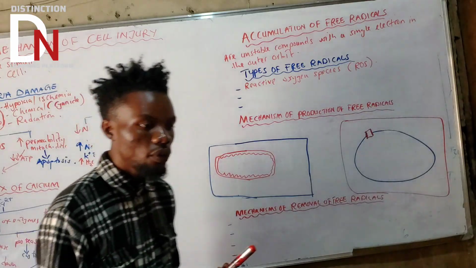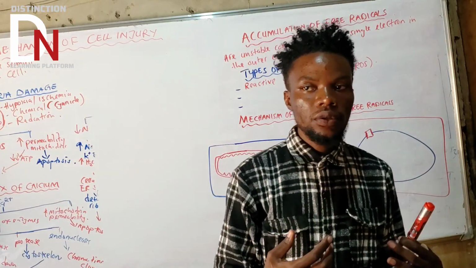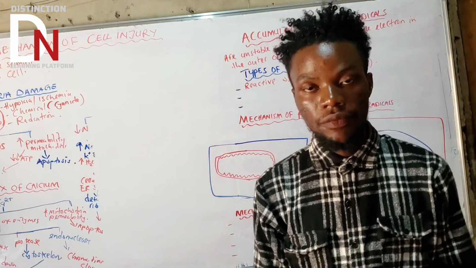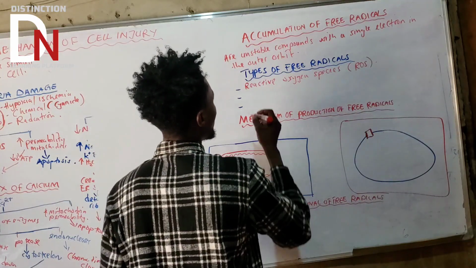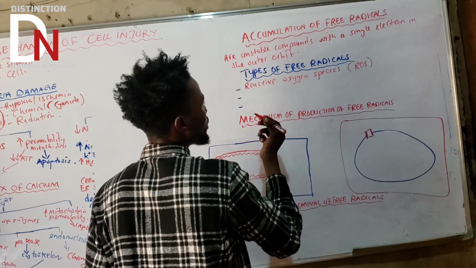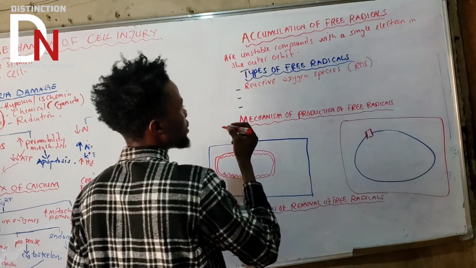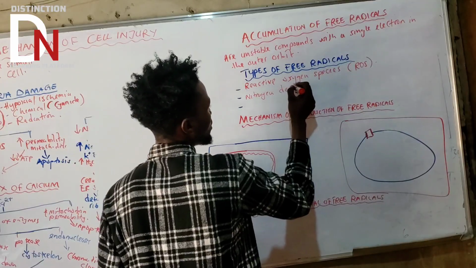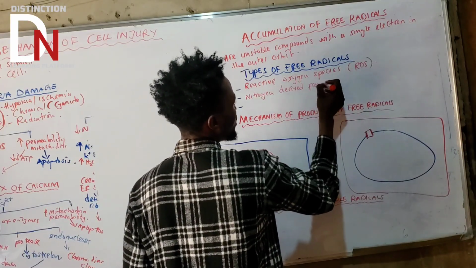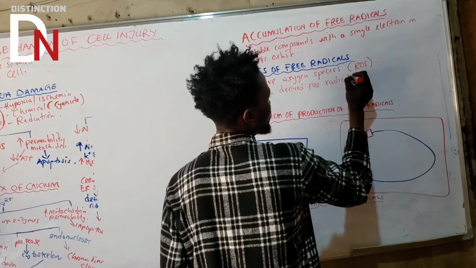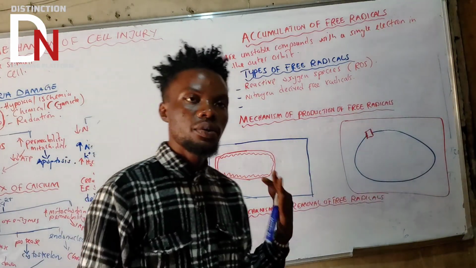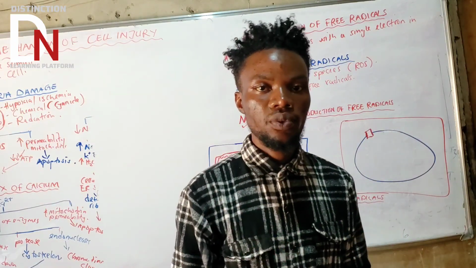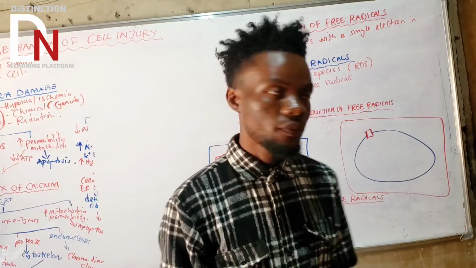What's the other one? Nitrogen can also form free radicals, so we call them nitrogen-derived free radicals, or reactive nitrogen species. Very, very important point. This type of radical contains nitrogen, and they are also highly unstable and cause a lot of effects that we'll talk about.